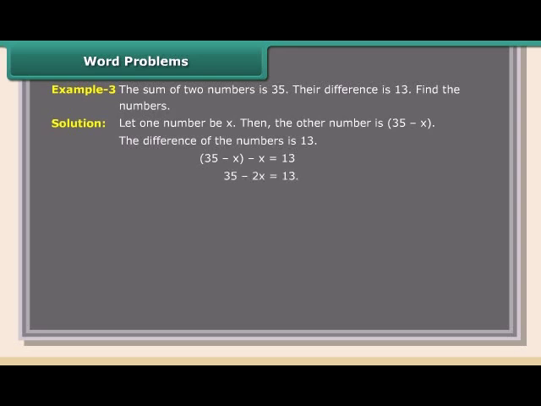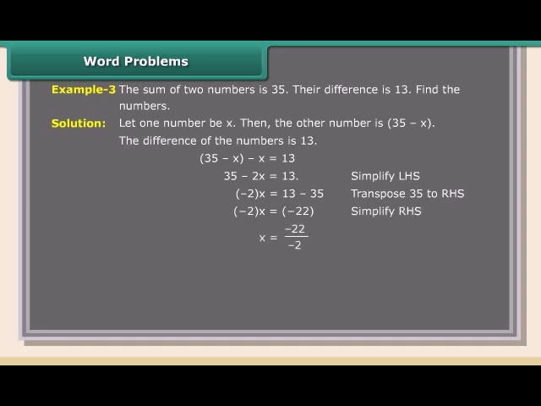x minus (35 minus x) is equal to 13. 2x minus 35 is equal to 13. Simplify LHS. Transpose 35 to RHS. 2x is equal to 13 plus 35, which is 48. Simplify RHS. Transpose 2 to RHS. x is equal to 24. The two numbers are 11 and 24.